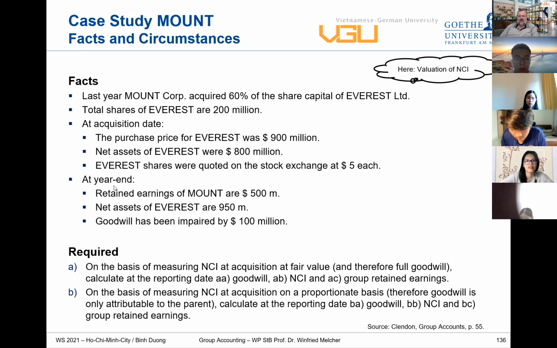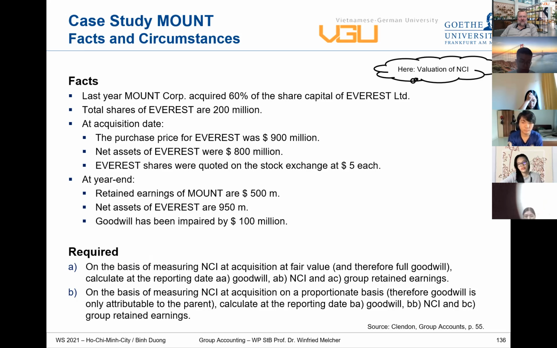At year end, the retained earnings of Mount are 500 million. The net assets of Everest are 950 million. Goodwill has been impaired by 100 million. So what do you have to do? Well, on the basis of measuring NCI at acquisition at fair value and therefore full goodwill, calculate at the reporting date A, goodwill, AB, NCI, and AC, the group retained earnings.